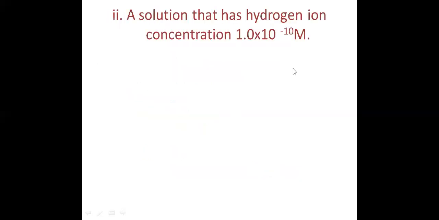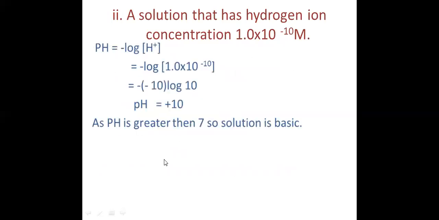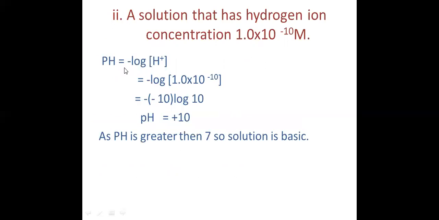Second, a solution that has hydrogen ion concentration 1 into 10 raised to power minus 10. We will follow the same method and find out the pH of this solution. pH is equal to negative log of hydrogen ion concentration, which is 1 into 10 raised to power minus 10. So negative of negative 10 will give us the pH 10 because log 10 equals 1. And as this pH is greater than 7, the solution is basic.